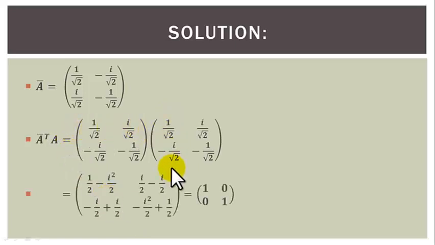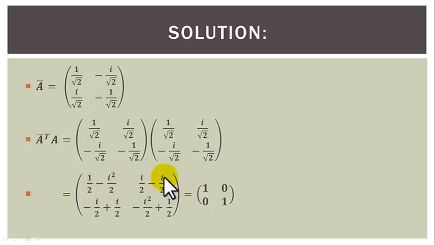This row times this column will give us 1 over 2 minus i squared over 2. This row times this column will give us i over 2 minus i over 2. This row times this column will give us minus i over 2 plus i over 2. And this row times this column will give us minus i squared over 2 plus 1 over 2. Please note, as we shall see when we consider complex numbers, that i squared is defined to be minus 1. So minus i squared over 2 becomes plus 1 over 2. So half plus 1 over 2 is 1.